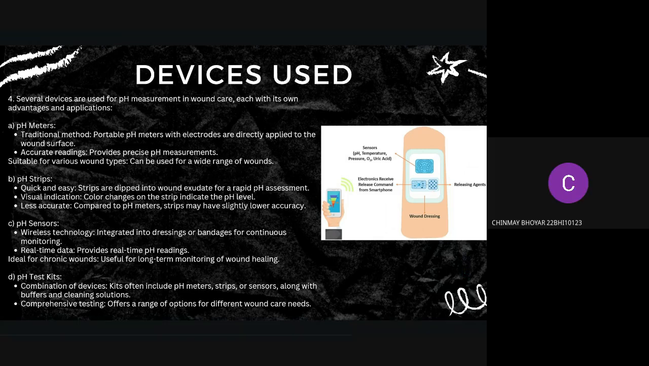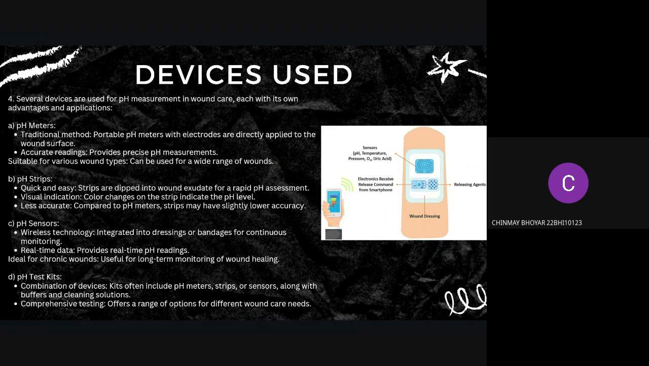So now moving forward, there are several devices used for pH measurement in wound care, some of which have advantages and many applications, including pH meters, which are traditionally used, where a portable pH meter with an electrode is directly placed on the wound surface. It provides precise pH measurements and is suitable for wounds of varying sizes.